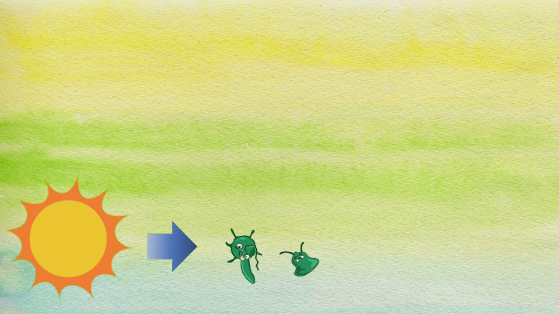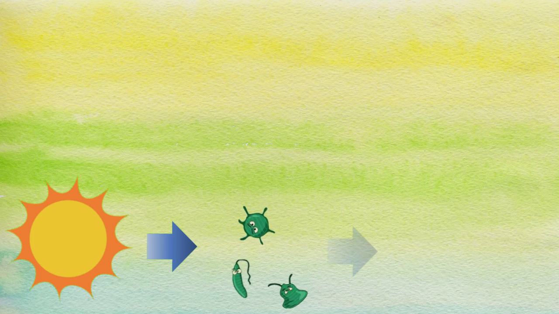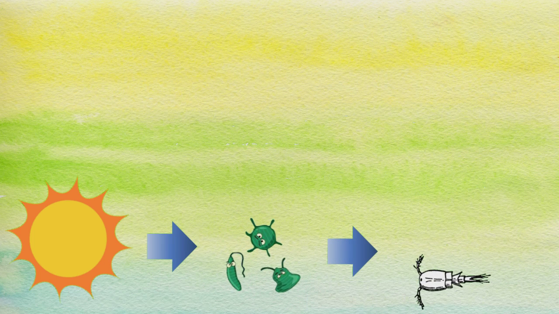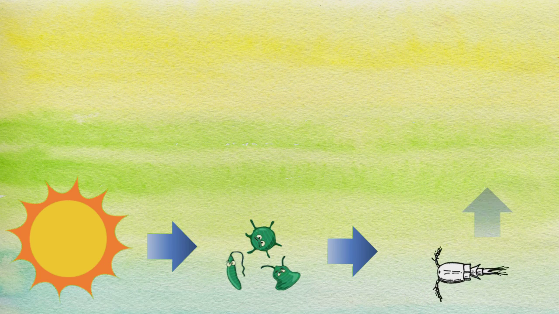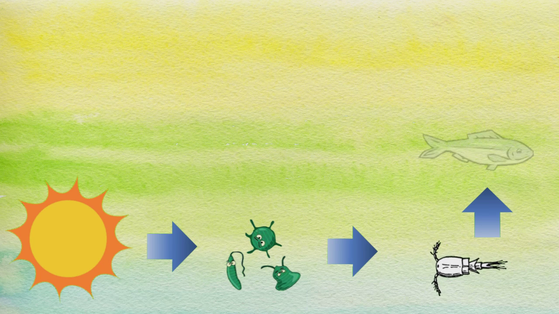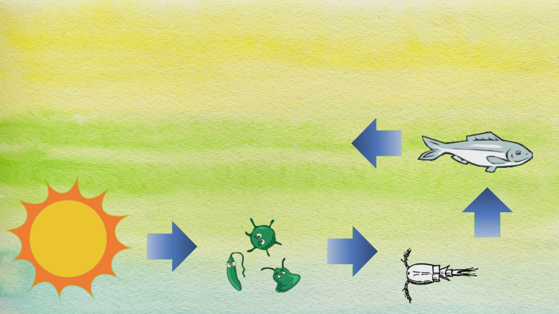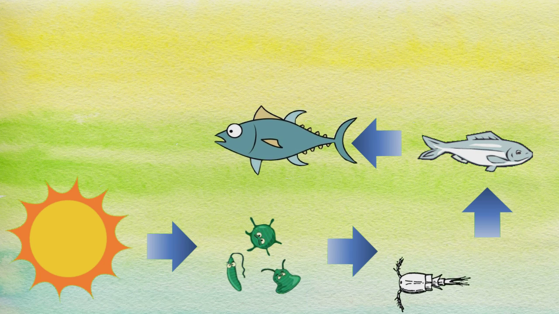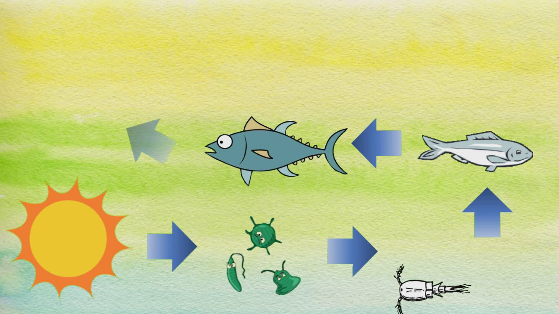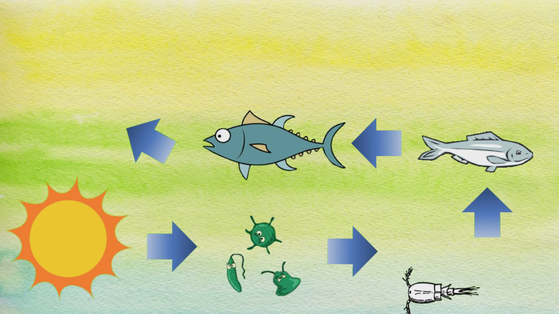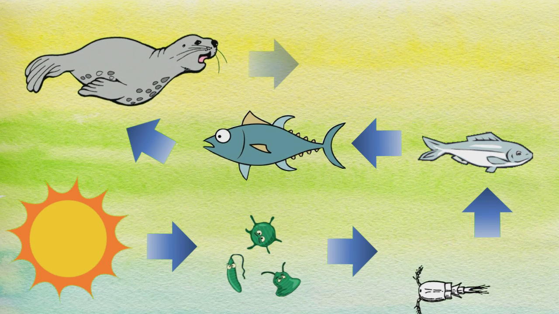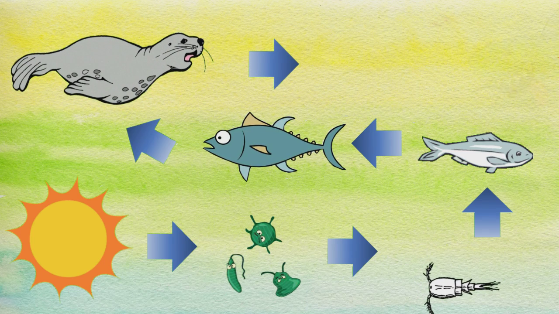So let's review. First, the phytoplankton gets its energy from the sun, making it a producer. Then, the phytoplankton gets eaten by zooplankton, a primary consumer. And the zooplankton gets eaten by mackerel, the secondary consumer. Then, the mackerel gets eaten by a tuna fish, the tertiary consumer. Next, the tuna fish is consumed by a seal until finally we've reached our apex predator, the shark.